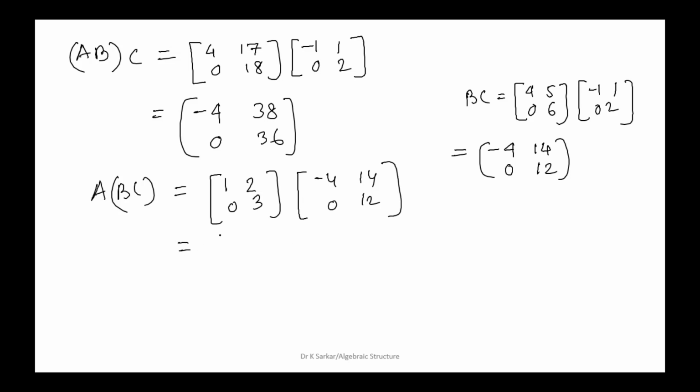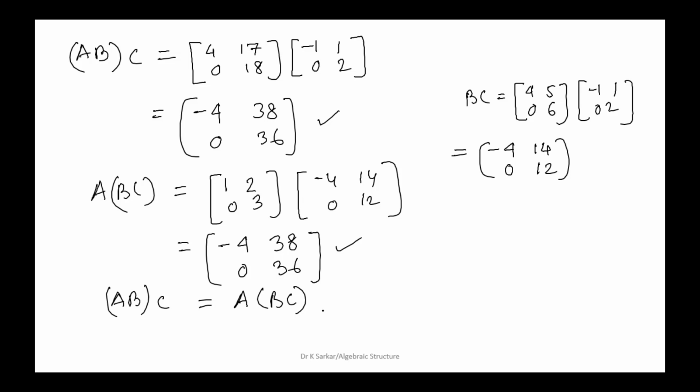Now let us multiply [1, 2; 0, 3] with [-4, 14; 0, 12]. We get -4, 14 plus 24 which is 38, 0, 36. You see these two matrices are equal. Therefore, (AB)C is equal to A(BC). Associative property satisfied. Hence, M under multiplication is a semigroup.